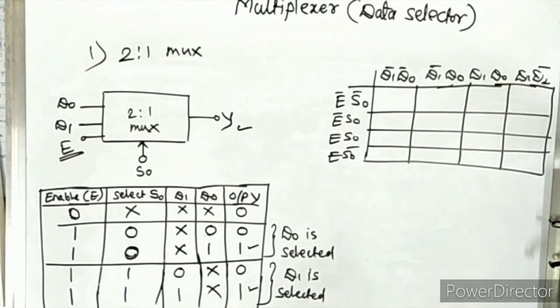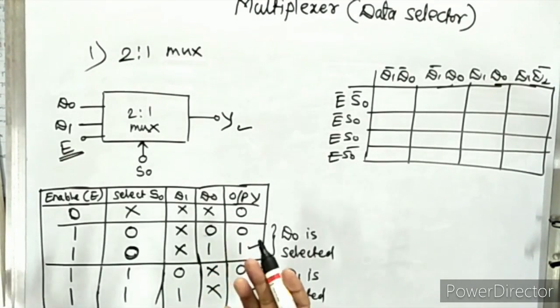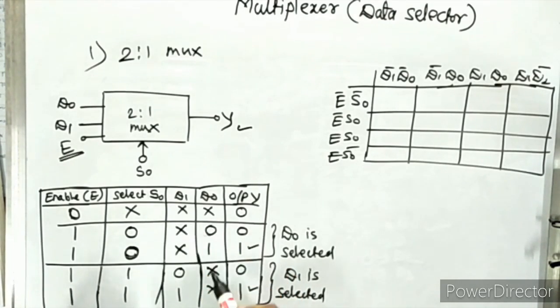Okay. Now here this don't care means what? D1 may be 0 or D1 may be 1. Don't care means whatever status of this D1, that is ignored. So D1 may be 0 or D1 may be 1 here. And here D0 may be 1 or 0. And here also D0 may be 1 or 0.